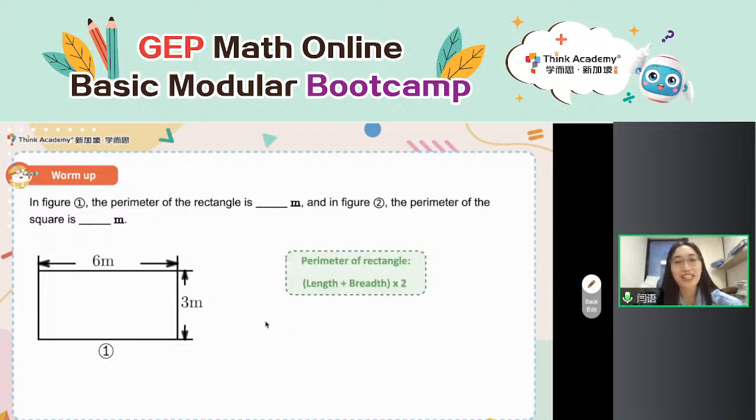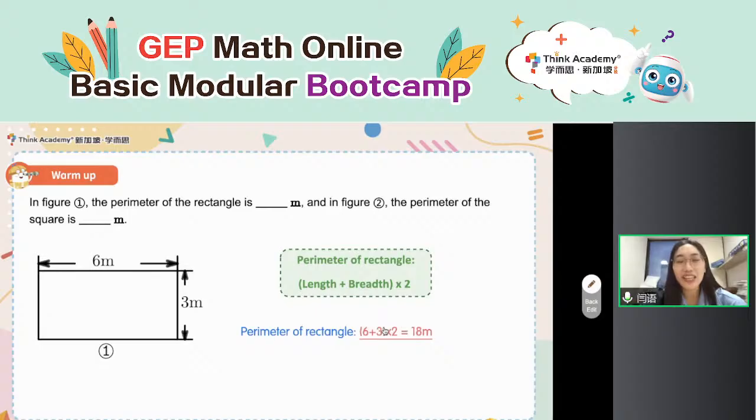Okay, good. So you can see that the perimeter of a rectangle is the bracket, length plus breadth, and then times 2. Let's turn that into the equation. That is a bracket, 6 plus 3, and then bracket times 2. Do remember that when you write down the equation, you must add the brackets. And then following this, you see that this is 18. The first one is super easy, right?